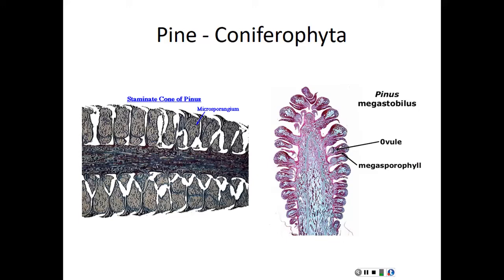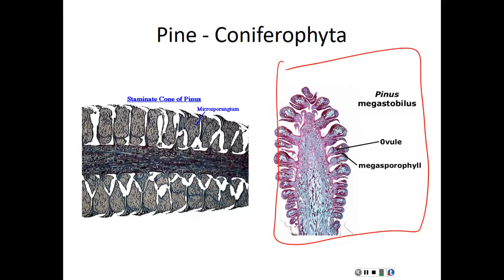So let's start with the female structure, the megastrobilus. This is really not different than the other strobili we've looked at, except for the seed plants in general, the gametophyte generation is so reduced, it's pretty much going to be microscopic. It's still going to be multicellular, but it's very, very tiny. And you wouldn't even notice it unless you would have to do some dissection.